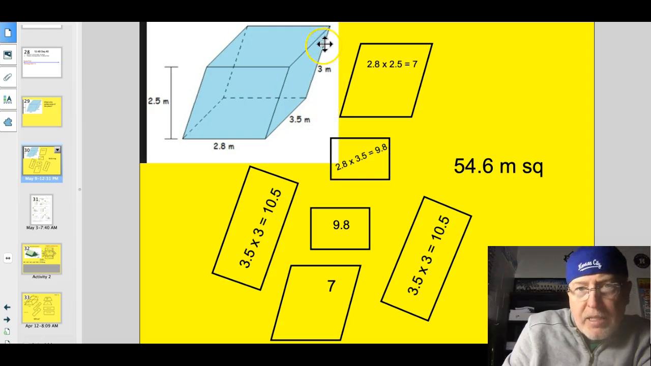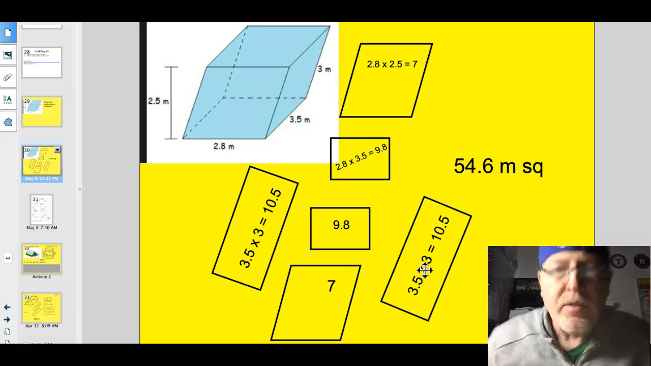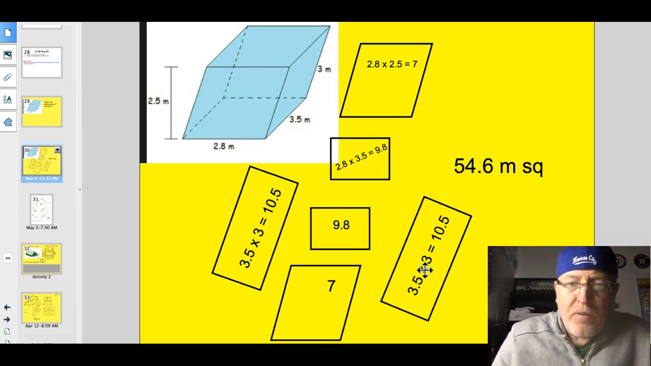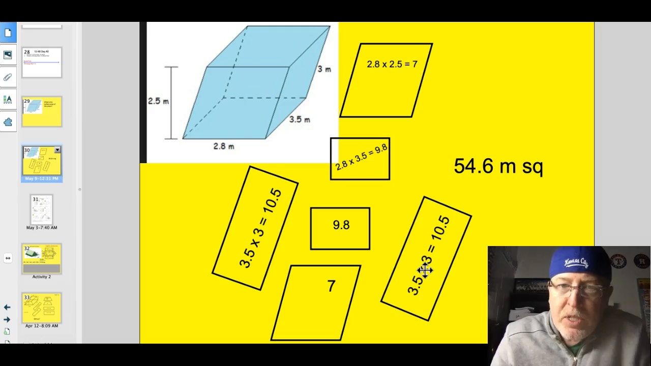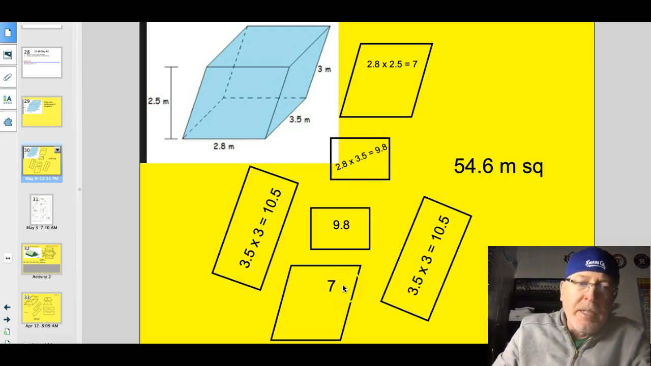Then we have the 2 sides. Save the easiest for last. These are 3 times 3.5. 3 times 3.5 is 10.5. So here's one side at 10.5. Here's the other side at 10.5. Add those all up together. 10.5 plus 10.5 plus 7 plus 7 plus 9.8 plus 9.8. Those 6 faces together give you a surface area of 54.6 meters squared.